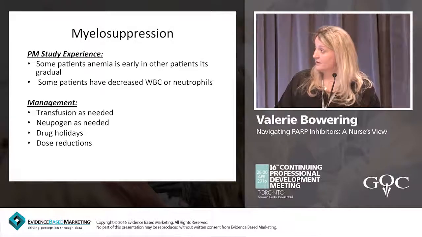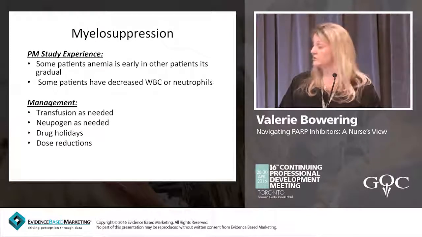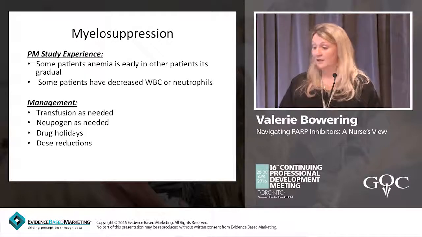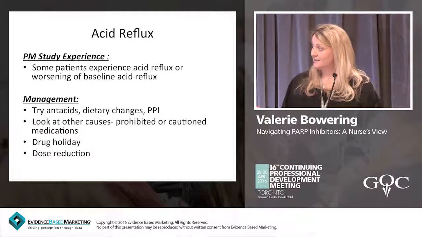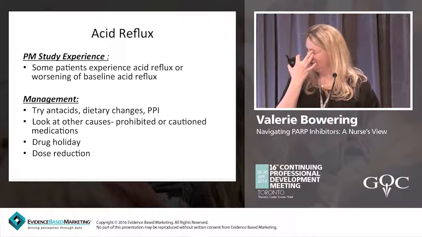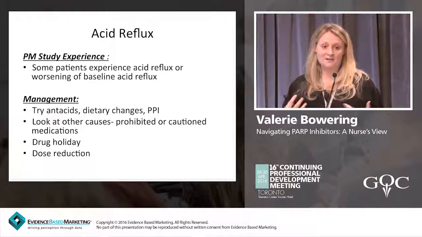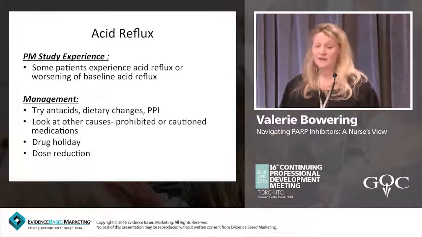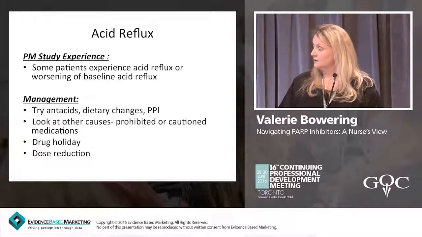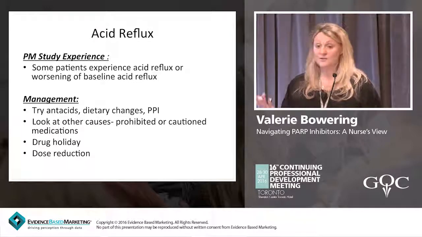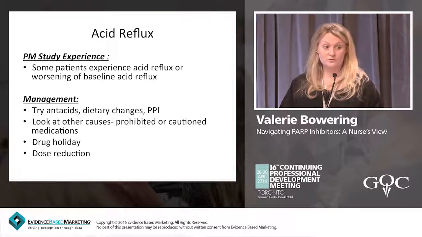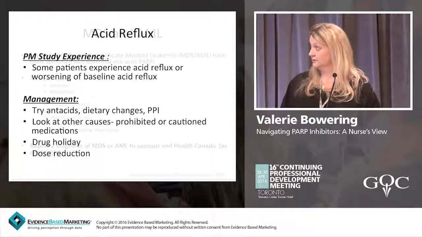So we did see some myelosuppression. So doing a transfusion, we did have some patients that had decreased white blood cells or neutrophil count, transfuse, Neupogen, and again, the drug holiday or dose reduction is needed. So acid reflux, this is actually one of those ones where if a patient had a baseline of acid reflux, it actually increased, or in some patients it increased with the olaparib. Trying antacids, trying dietary changes, PPIs, looking at other causes, again, maybe they're taking something else. Drug holidays or dose reductions, again, as needed.